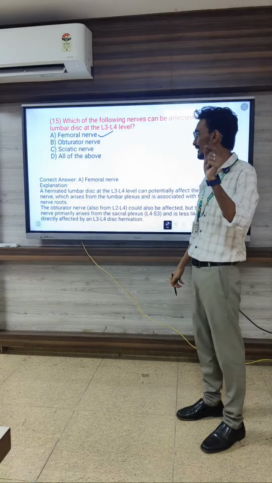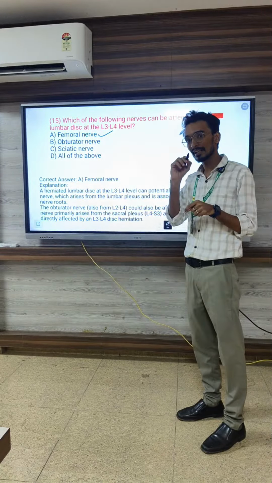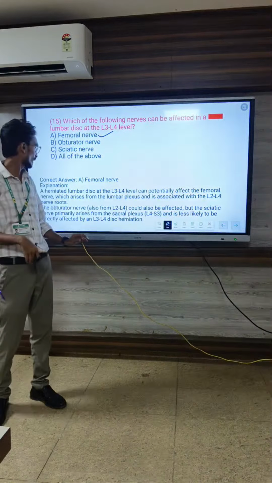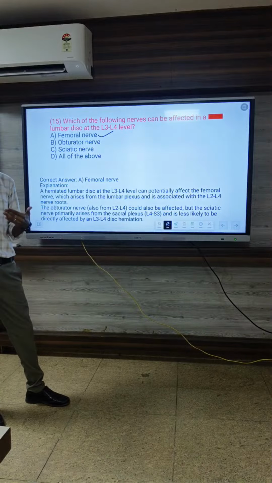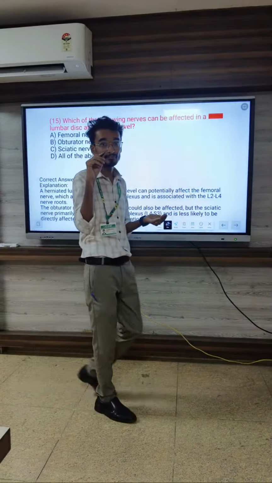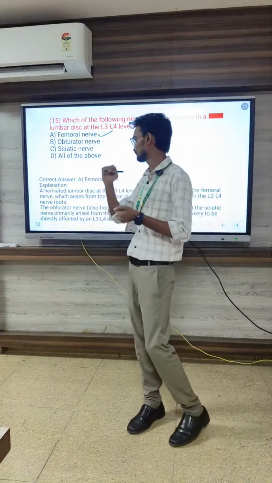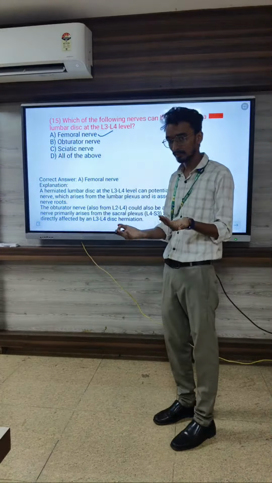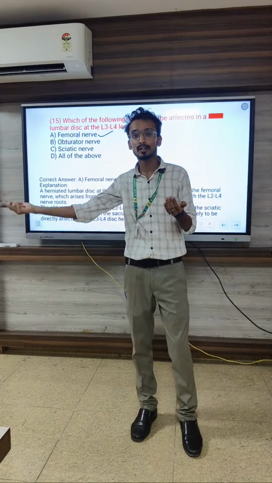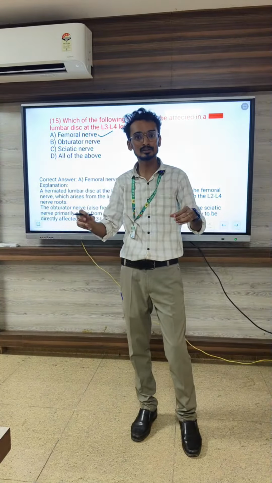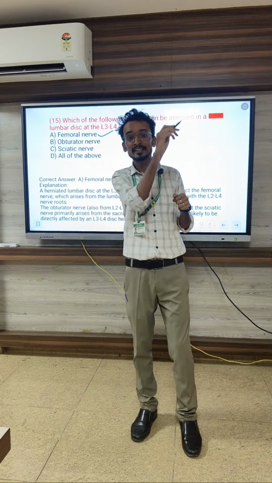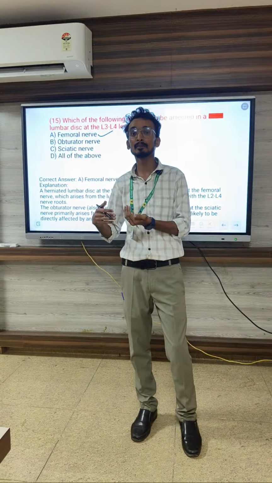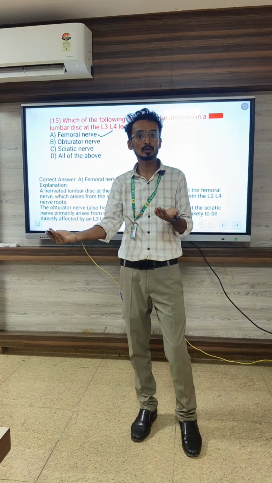Explanation: a herniated lumbar disc at the level of L3 to L4 can potentially affect the femoral nerve, which arises from the lumbar plexus at the level of L2 to L4. The obturator nerve could also be affected because the femoral nerve and the obturator nerve have the same nerve roots. As I said before, the anterior division and the posterior division have the same nerve roots, but compared to the obturator nerve, the femoral nerve is more likely to be affected.